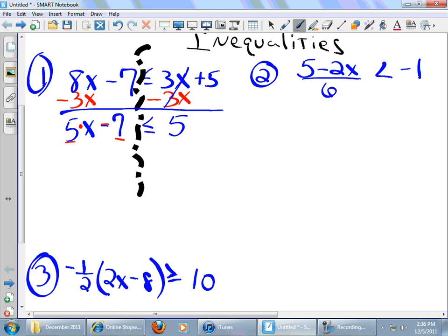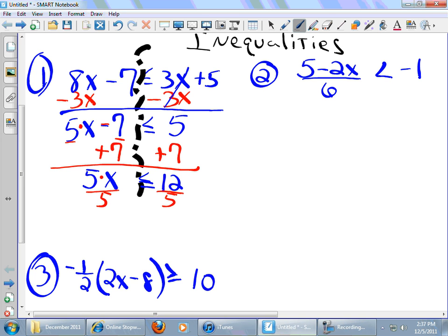Order of operations tells me to undo the subtraction first, so I'll add 7 to both sides of my Great Wall. When I do that, simplify, I get 5x, which is less than or equal to 12, right? Okay, x is still not alone. I'll divide each side by 5. Why? Because it's attached by multiplication. That will undo it. Those will cancel, leaving me with the solution that x is less than or equal to 12/5. 5 goes into 12 two times. There's 2 left over, 2 and 2/5.